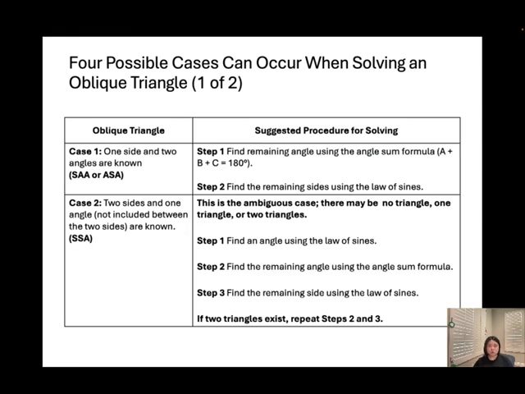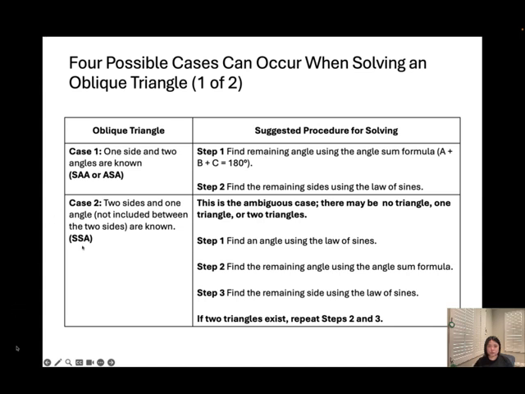Now let's summarize the 4 possible cases. Case 1 and case 2 will be using the law of sines. For case 1, we do have an SAA or ASA, so you know 2 of the angles. First thing you need to do, you want to find the remaining angle: A plus B plus C equal to 180. And then step 2, you're gonna find the remaining side using the law of sines. You only know one of the sides, so after you know the angle, you should be able to use the law of sines to find the remaining sides. This is from section 7.1.